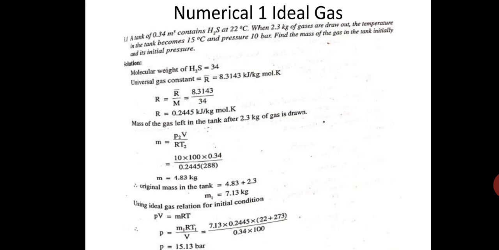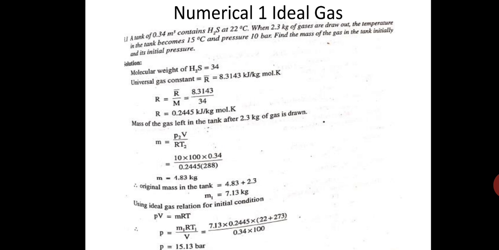So, what is given here? First is the tank volume, that is 0.34 meter cube. Then the gas is given, hydrogen sulfide. Then the initial temperature is given, 22 degrees centigrade. Next, 2.3 kg of gas is drawn out. So the temperature falls to 15 degrees centigrade, and the pressure now is 10 bar. The question asked is, initially, what was the mass of gas in the tank, and what was the pressure? Temperature was given as 22 degrees centigrade.